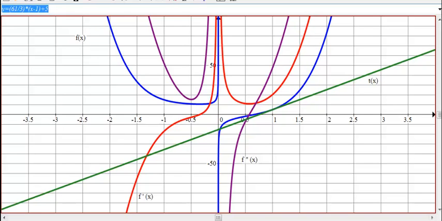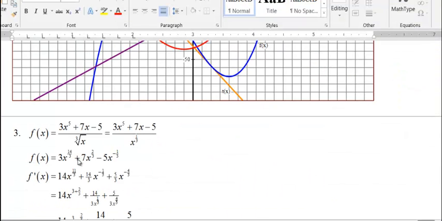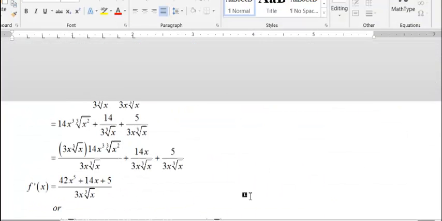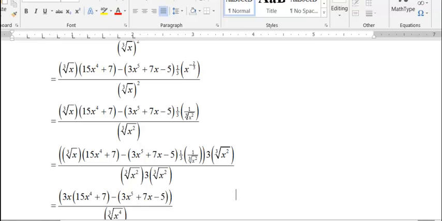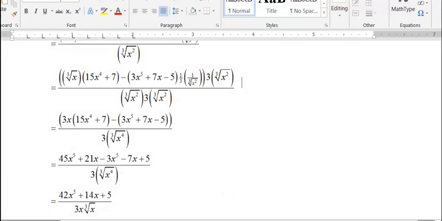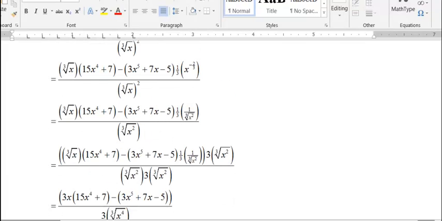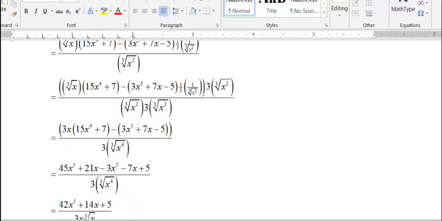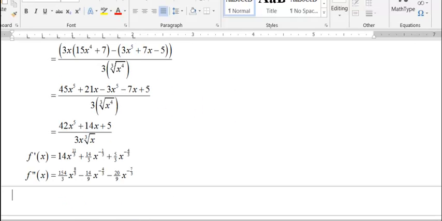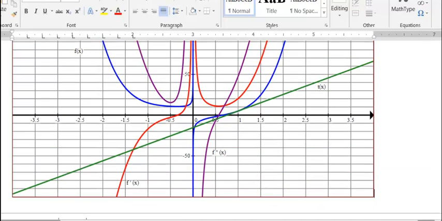So it appears that everything is looking pretty good on the graph. So it looks like we probably didn't make any mistakes with that. So let's go here and put our graph in on our answer. And so there we go.